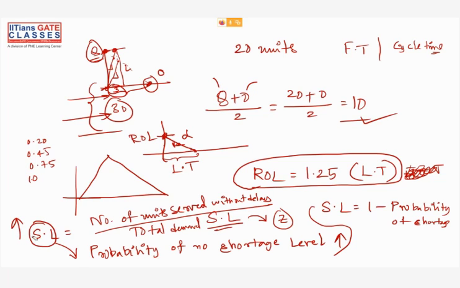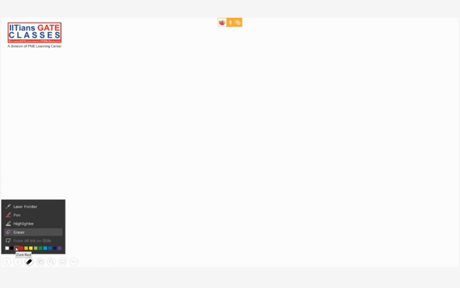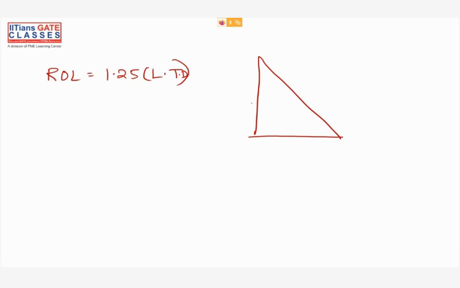So what is asked here is he has given some data, like 80 lead time, 100 lead time, 120 lead time, 140 lead time, and all these things. But I think there is no requirement of the data at all. I don't know why he has given that. ROL equal to 1.25 times lead time demand. He's saying it's not lead time, it's lead time demand.